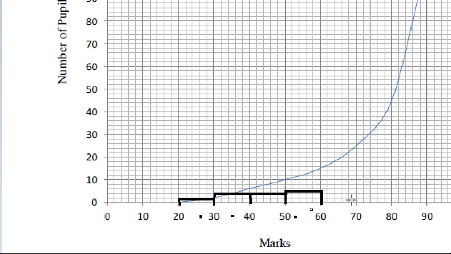Between 60 and 70, the ogive goes up to 25. So the actual frequency in this category had to have been 10. So 10 we do have precisely on the y-axis, so that could be drawn like this.